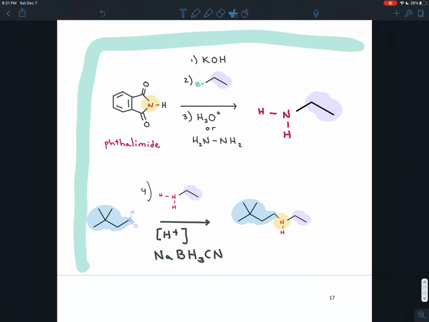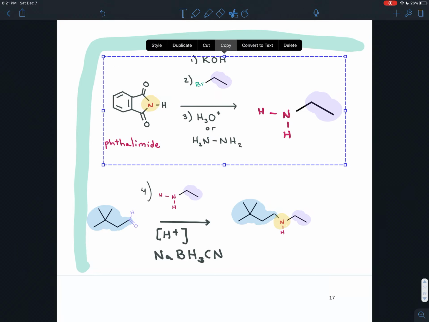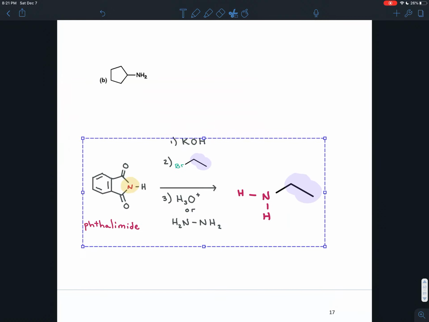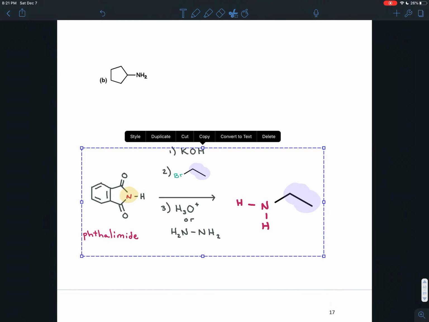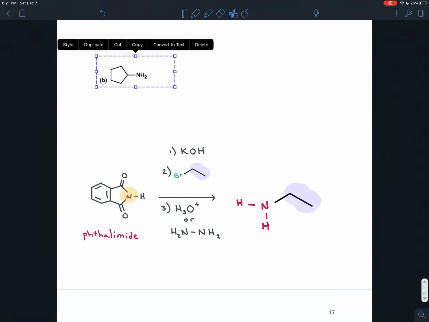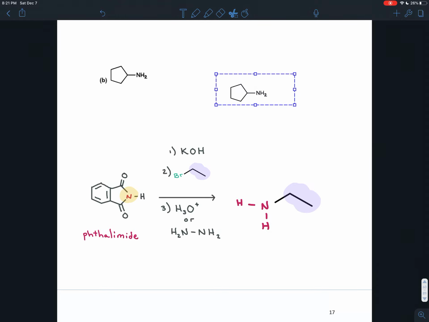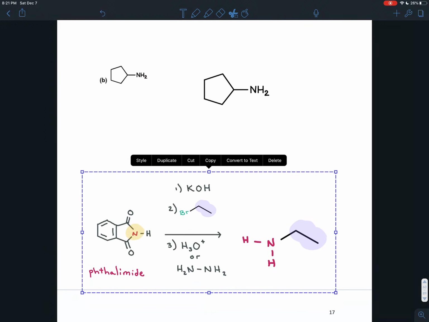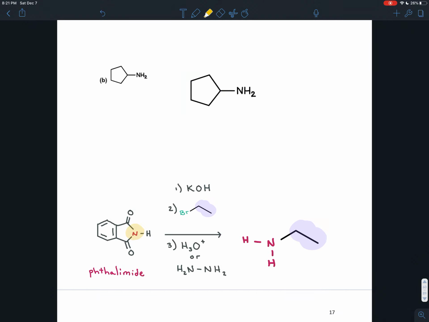Okay, let's think about that same sort of procedure for B. Now we know that the nitrogen source is going to be phthalimide. So the nitrogen will come from phthalimide. Let's think about this molecule. The nitrogen is going to come from phthalimide. The carbon will come from the alkyl group in the alkyl halide.